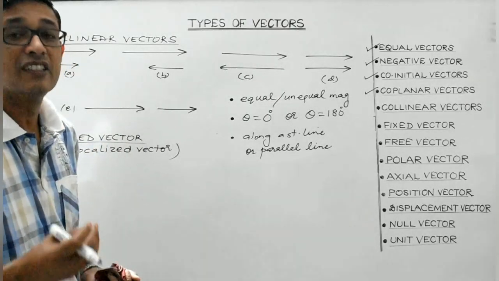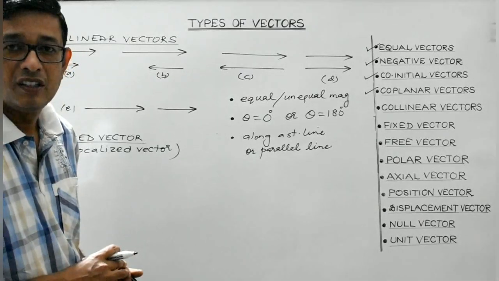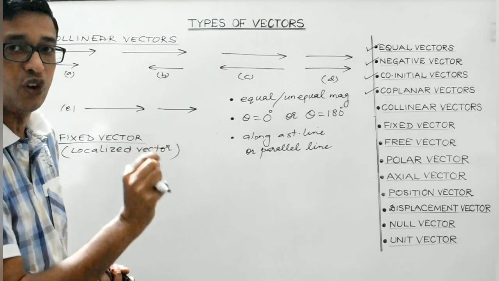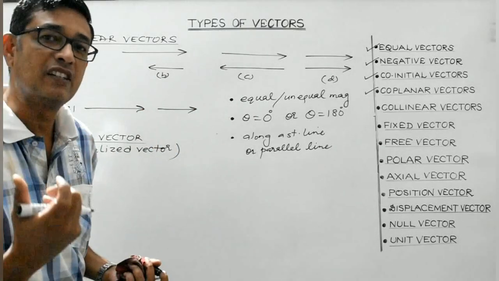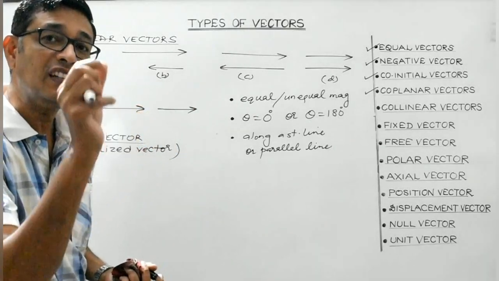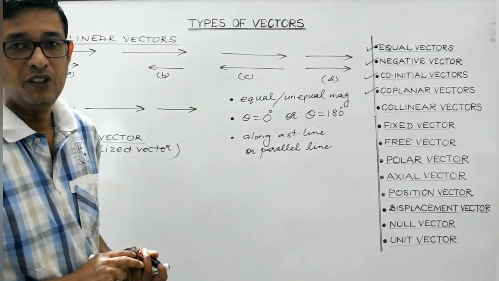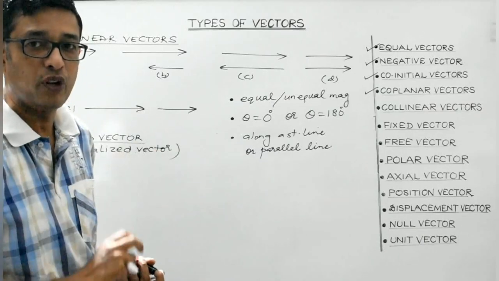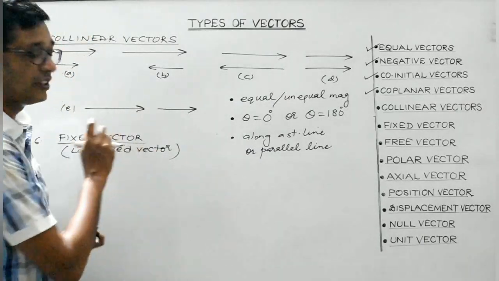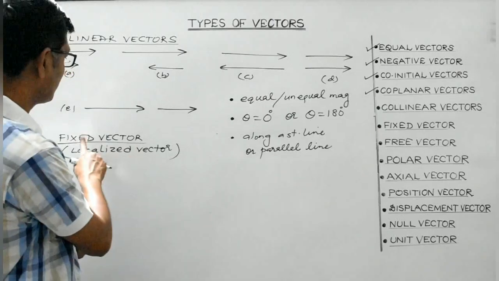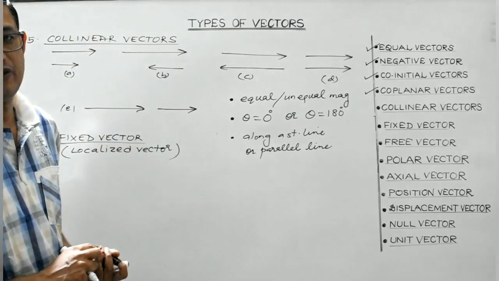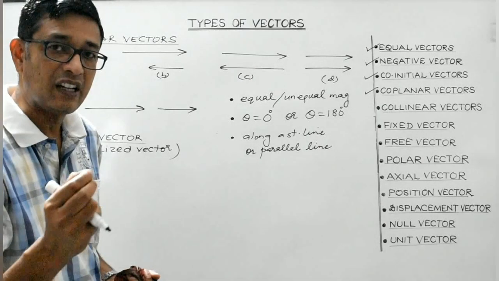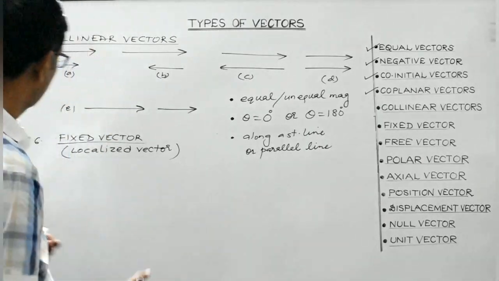The best example is a displacement vector or a position vector. The position vector, its tail will remain fixed to the origin. Displacement vector, its tail will remain fixed to the initial point. So that vector whose tail remains fixed at a particular point, or which has a given location, is known as a fixed vector or a localized vector. Clear, students? And as I have told you, examples are displacement vector and position vector.